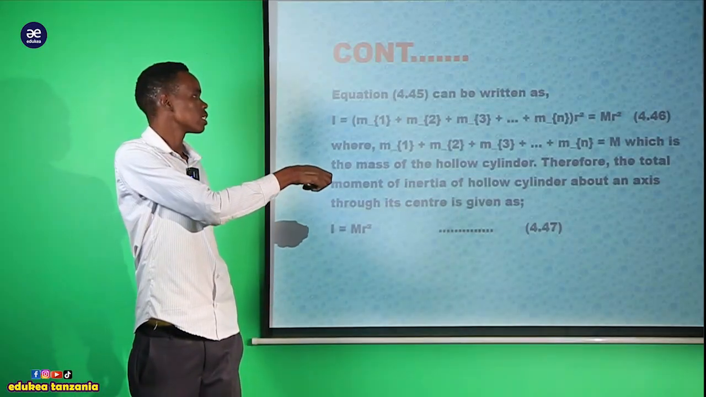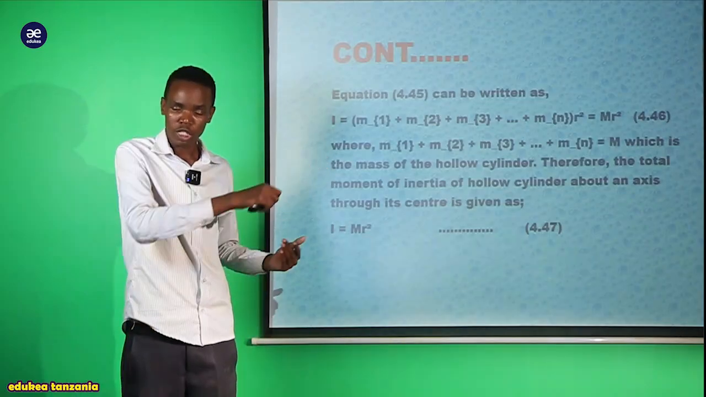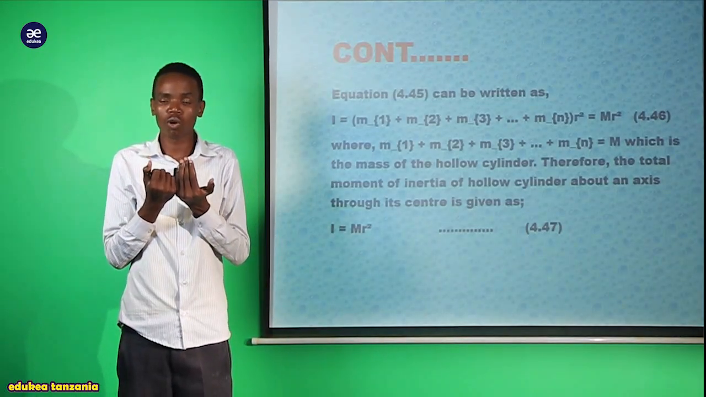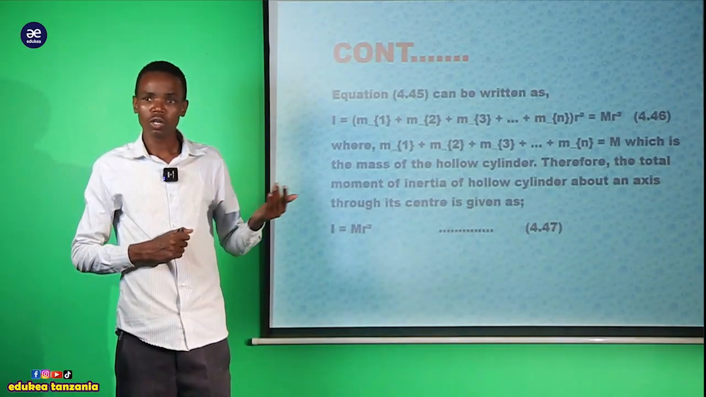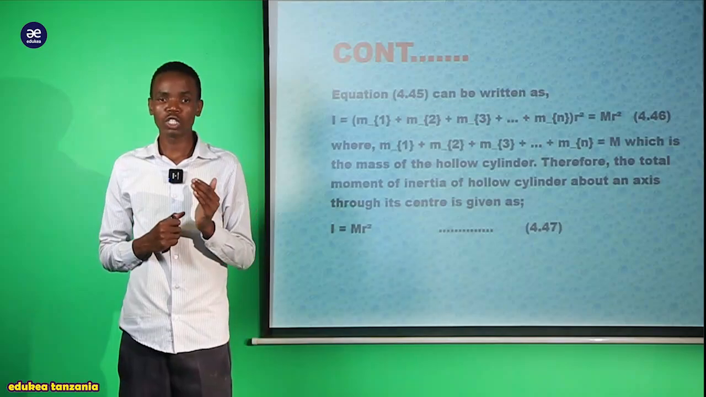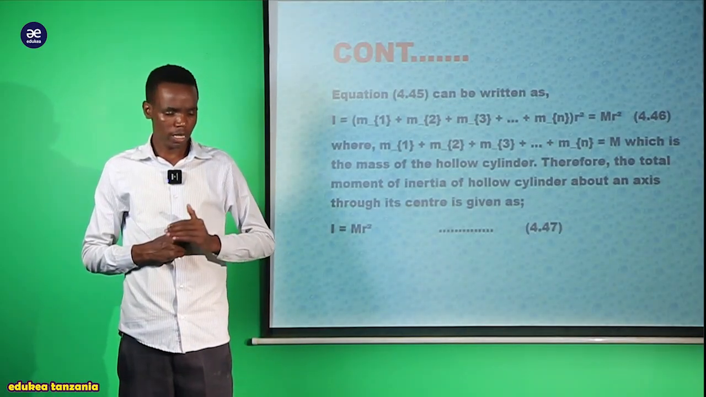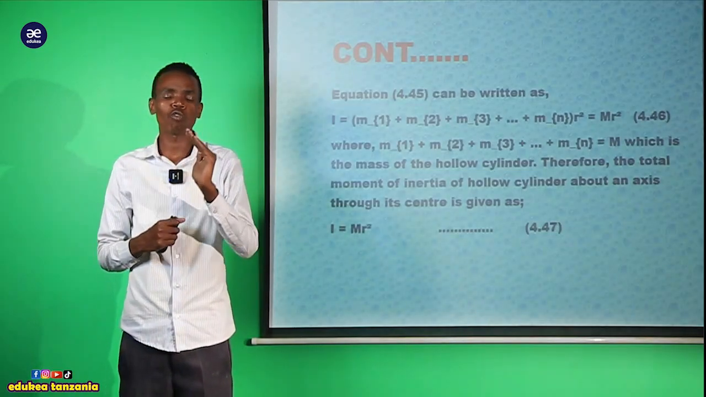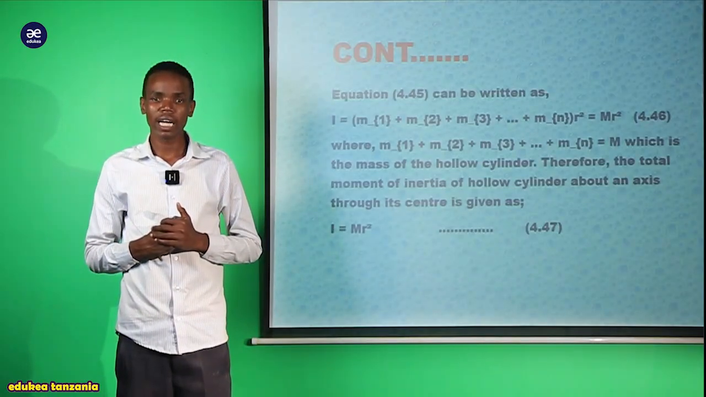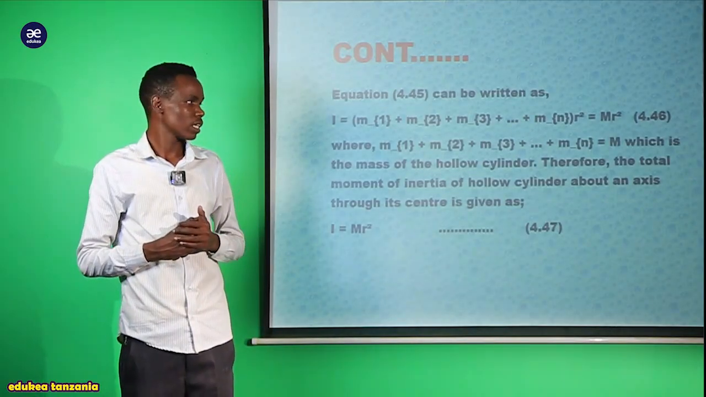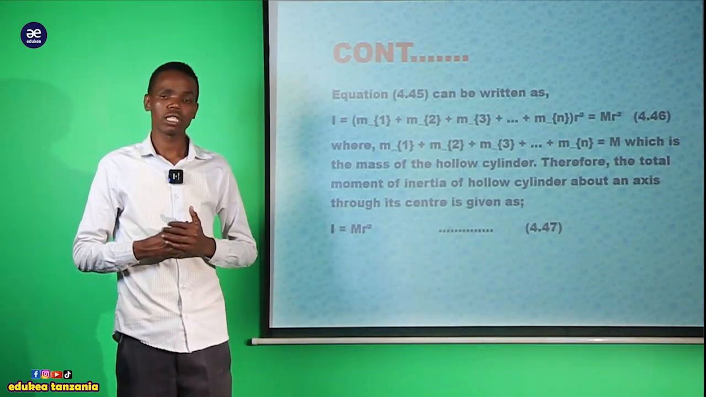So instead of writing this summation, we put this value which is called the capital M, which represents the mass of the whole ring. This is how we express it, my lovely students. So if we substitute, now we should say that I must be equal to M r square. But we know that M represents the mass of the ring, while r square represents the radius square, the radius of the whole ring, while I represents the moment of inertia.